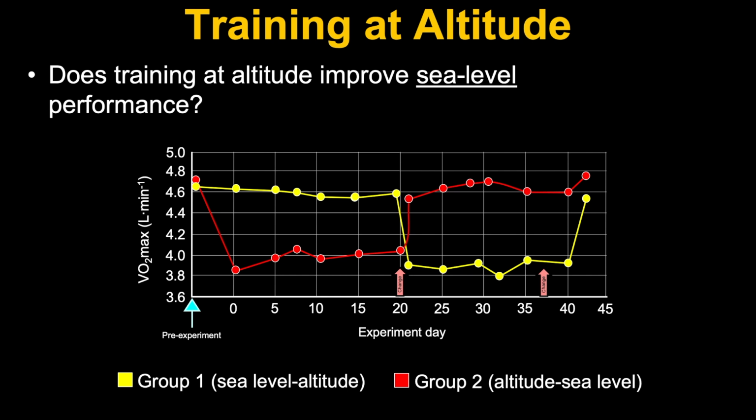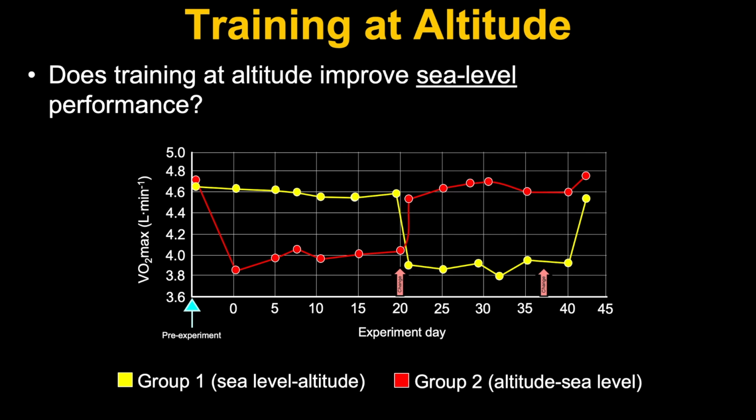Towards the end of the experiment, you can see that after training at altitude, their VO2 max came up to near pre-experiment levels. In group 2, you can see that training at altitude decreased their VO2 max. When they switched back over and trained at sea level, at day 20, you can see that their VO2 max from training at sea level resumed back to pre-experiment levels.